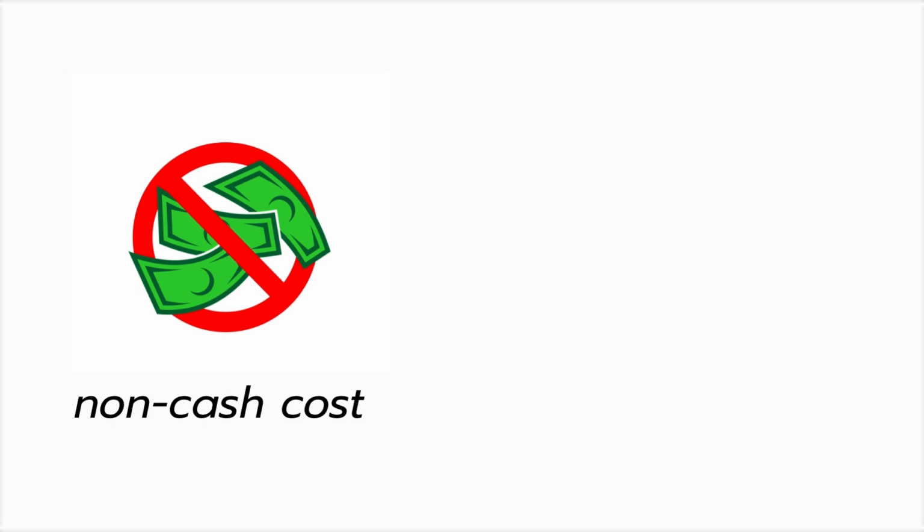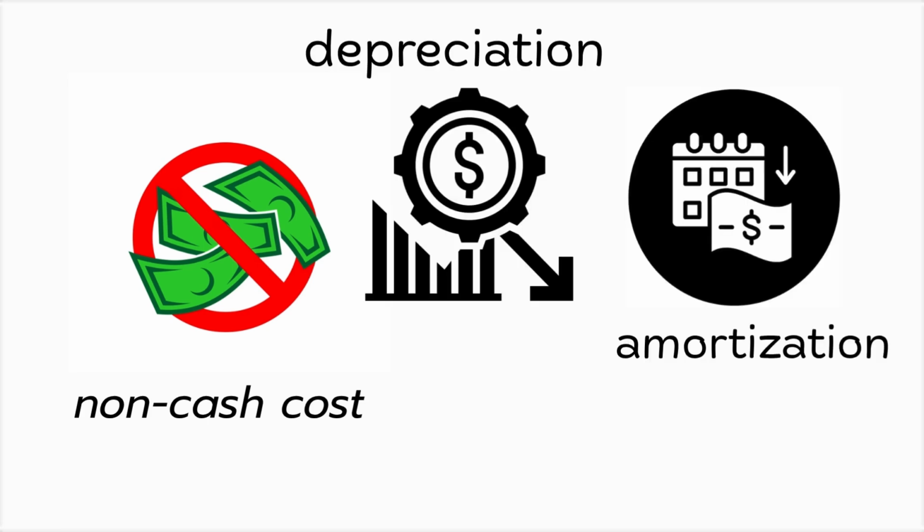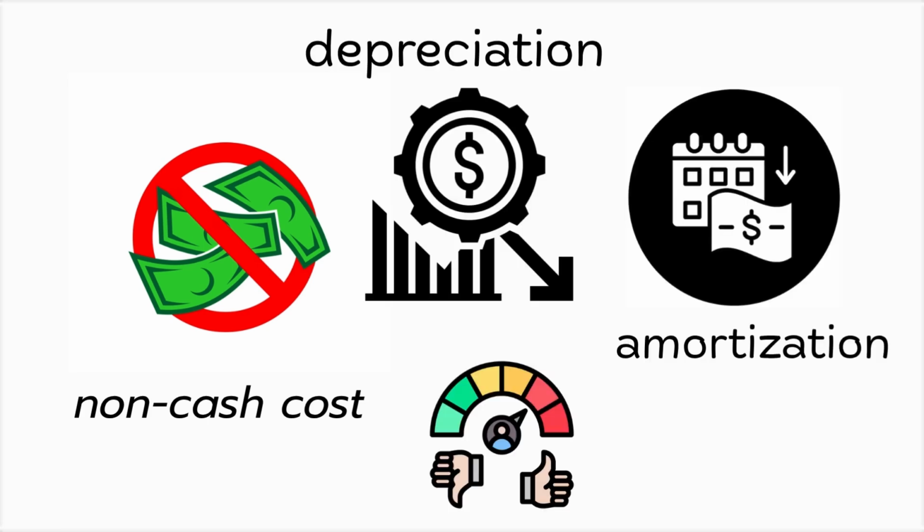15. EBITDA. Like EBIT, but we also ignore non-cash costs, depreciation and amortization. And it shows pure operational performance, as if your machines never aged.